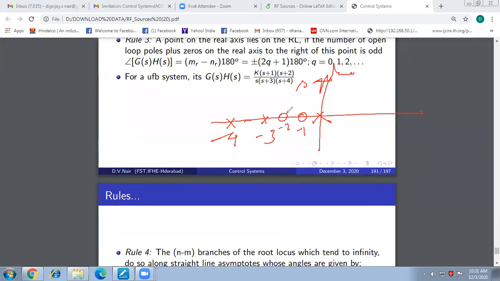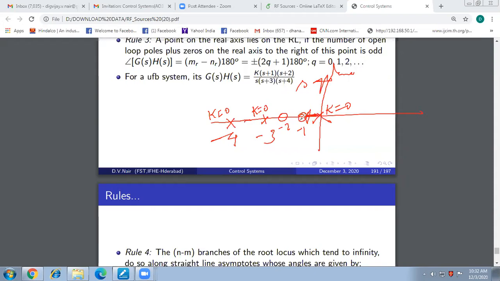Now, how many branches will the root locus have? Equal to the number of open loop poles. So there are three open loop poles. Each branch will originate at an open loop pole when K is equal to 0, right? So each branch will originate at these three open loop poles with K equal to 0. Now, where do these branches go? This branch will go and terminate at this open loop zero, right? All the points between 0 and -1 will be on the root locus because of rule 3. The number is odd, right?